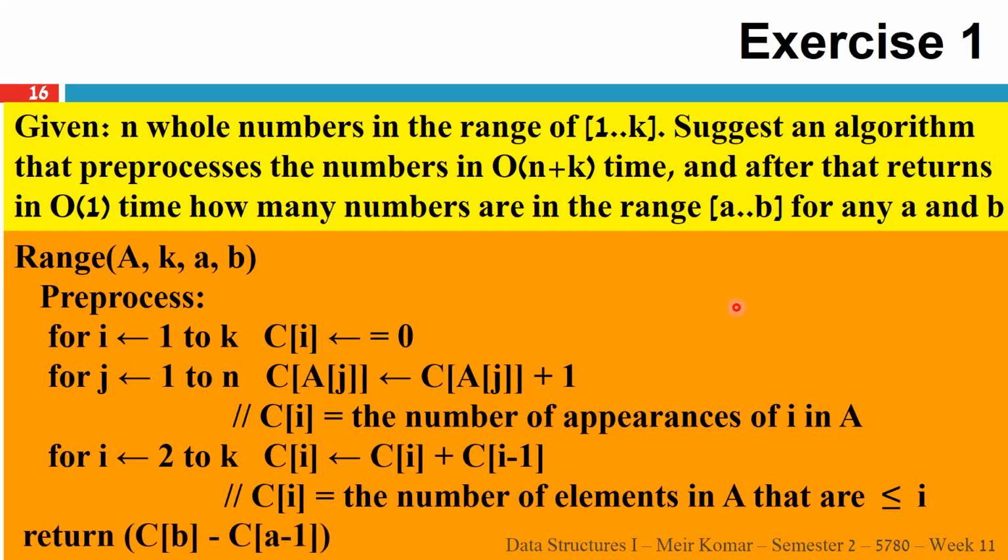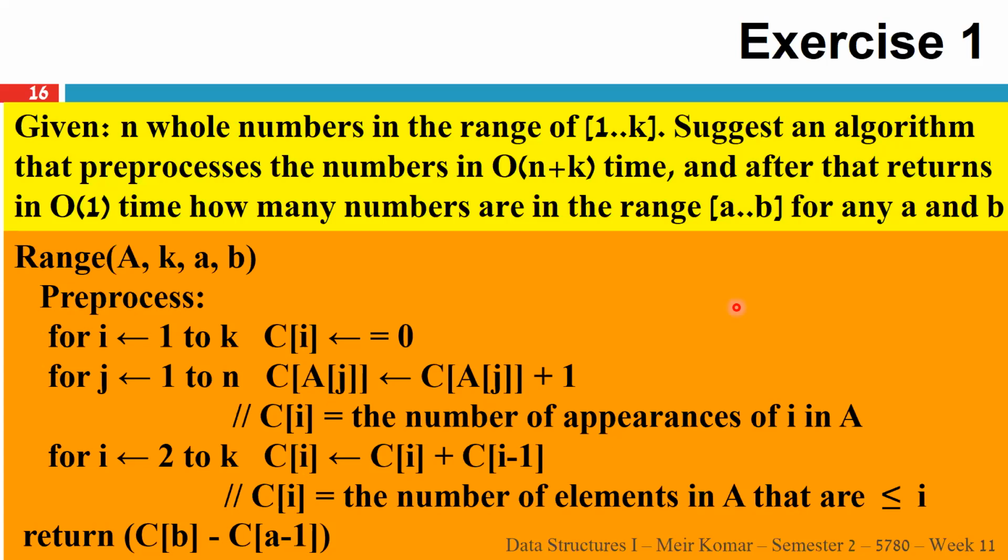Yeah. CB, obviously, because B is bigger than A, but minus C of A minus 1. I want between A and B, including. So what do I have in CB? CB says how many numbers are less than or equal to B. In A minus 1, I have the number of values which are equal to A minus 1 or less. I want to get rid of those because I just want to know how many are between A and B.